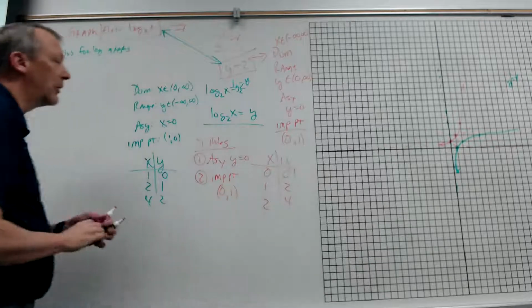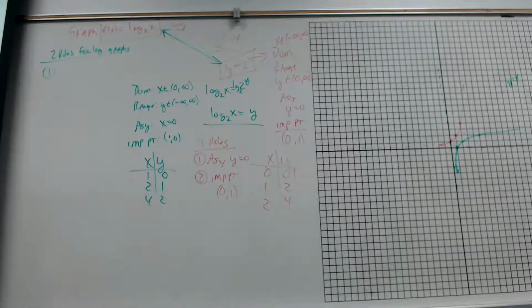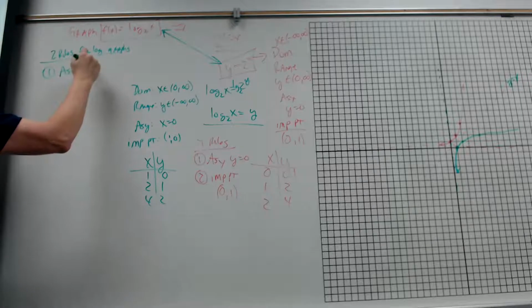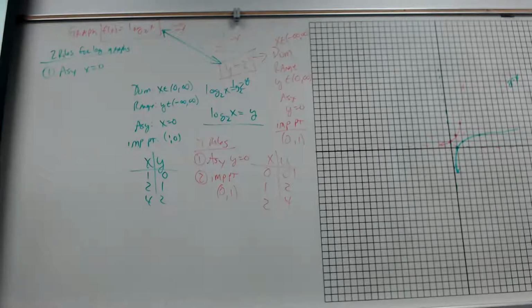Okay, so now that you know those, what do you think are the two rules for log graphs? Asymptote at x equals 0. Don't you mean it's 1, 0 for the important point? We hadn't gotten that far yet. Then the important point is 1, 0. I'm looking at old rules. See, she's doing the rules backwards. It messed up Eric too. Okay, so those are your two main rules.